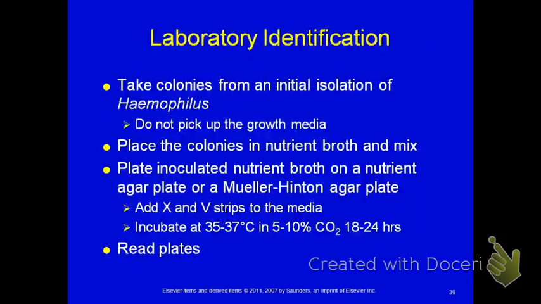So, in identifying Hemophilus influenzae, be sure that you take colonies from initial isolation. Do not pick up the growth media. You place the colonies in nutrient broth and mix. Then, you plate the inoculated nutrient broth on a nutrient agar plate or Mueller-Hinton agar plate. Okay? Then, you add X and V strips to the media.